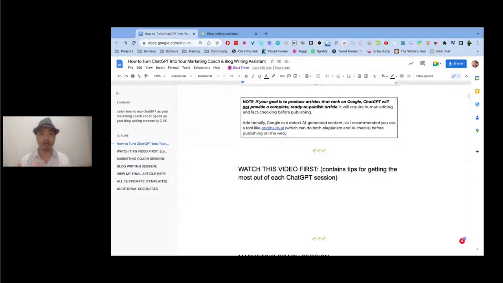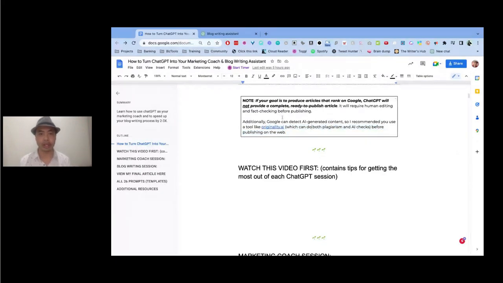Now, if any content on your site is found to be higher in AI, then Google will actually penalize that content, and so it won't rank. So that's important if your goal here is to produce articles and content to get a ranking on page 1 of Google and search engines. Okay, so that's a very important note.